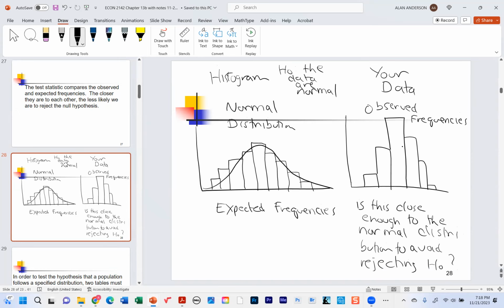So what do you think? Are they close enough? I don't know. It's hard to say. They're not perfect. They're not terrible. So we need to find out with our test statistic whether or not the observed data is close enough to the normal data to avoid rejecting the null. Okay, so that's what we're going to find out.